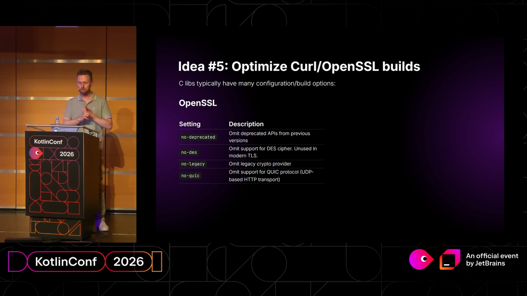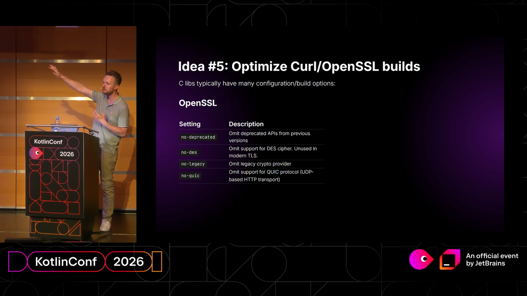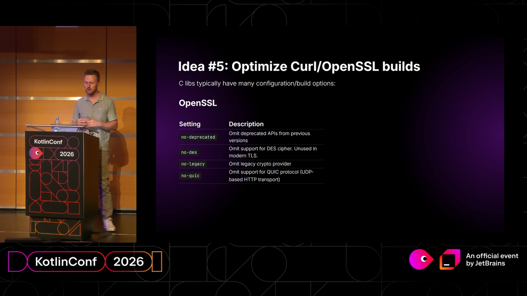I could enable no-deprecated, which would turn off the building and the publishing of deprecated APIs from previous versions. Because my HTTP client is going to be built from relatively recent source code, I don't think it needs to rely on old deprecated APIs. So I can skip those as part of the build. I can also remove support for particular ciphers that are not used in SSL. So the DES cipher is unused in modern TLS. I don't need that. I can pull it out.